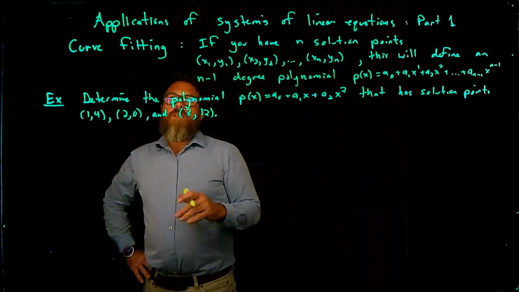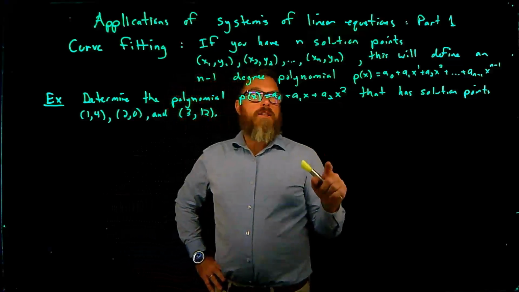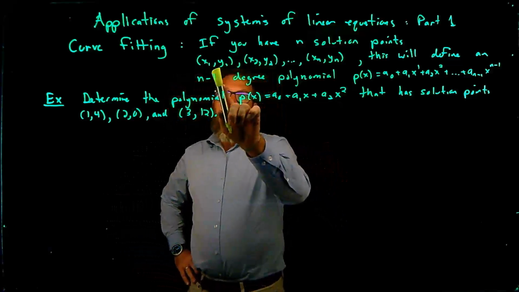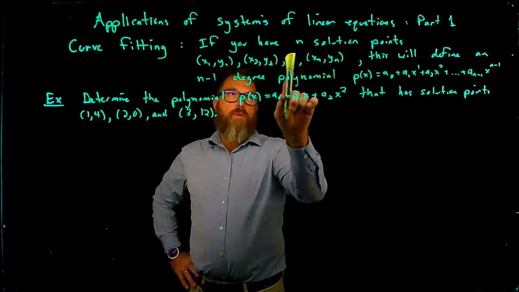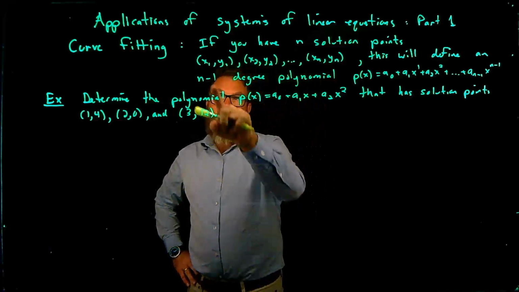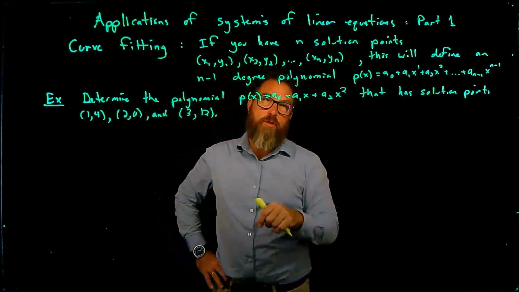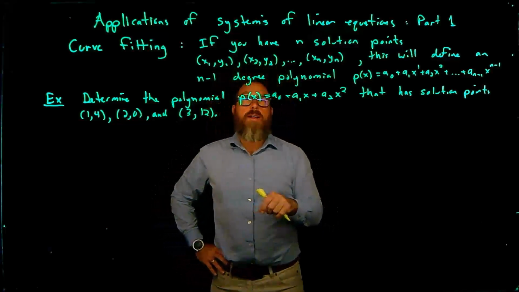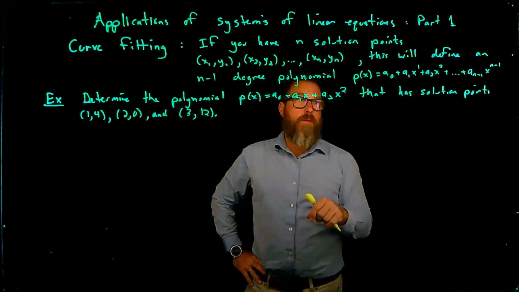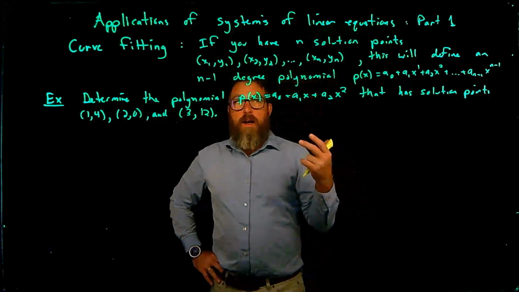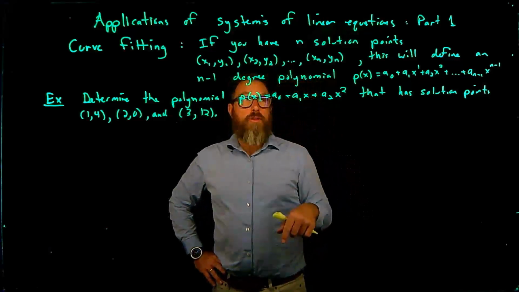So for curve fitting, if you have n solution points, say the first solution point, second solution point, all the way to the nth solution point, what I mean is I'm going to have an x1, y1 for the first solution point, x2, y2 for the second solution point, and so on, then this will define an n-1 degree polynomial that has these as solution points.